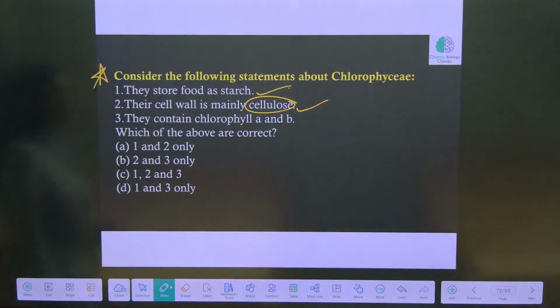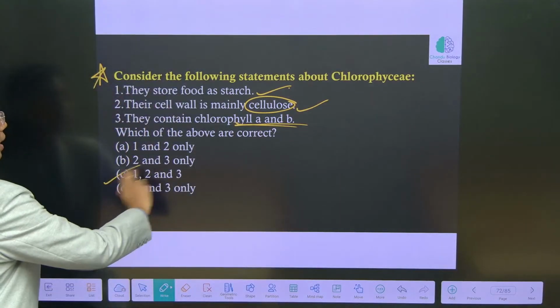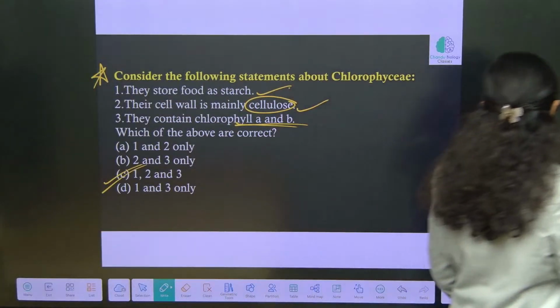Cellulose is the major component. They contain chlorophyll A and B. True. Chlorophyceae contains chlorophyll A and B. So, here the right answer will be option C. Both 1, 2, 3. All 3 statements will be correct.